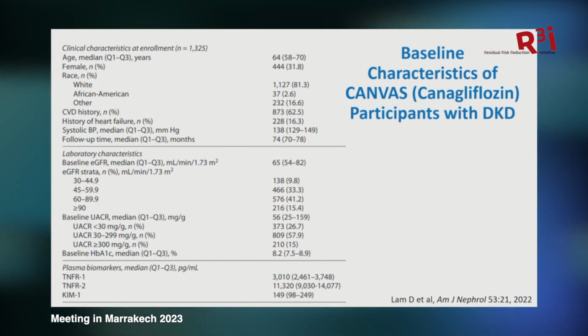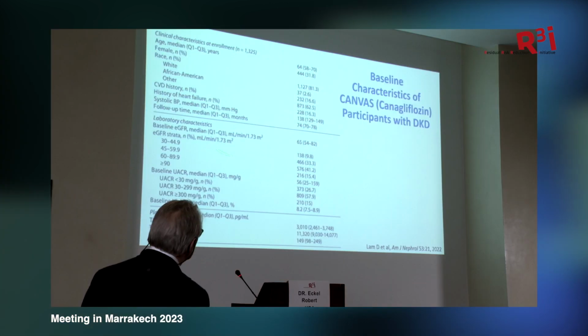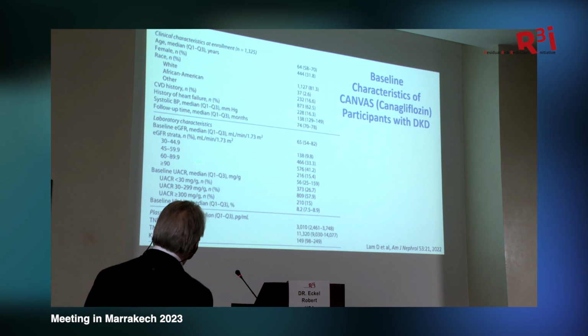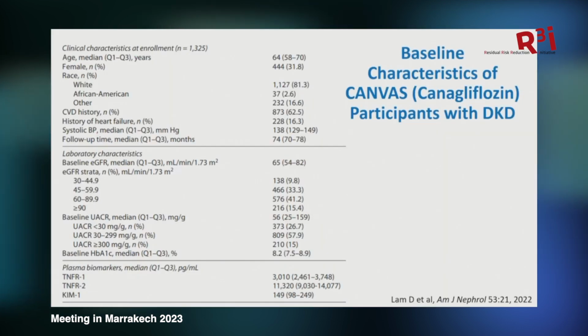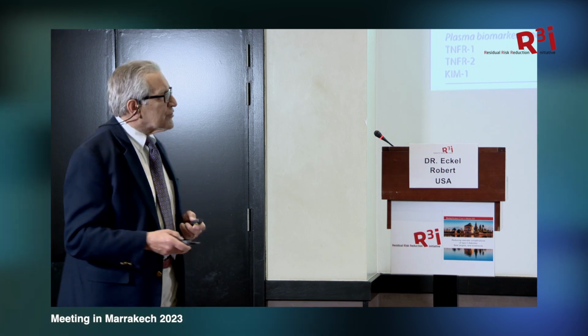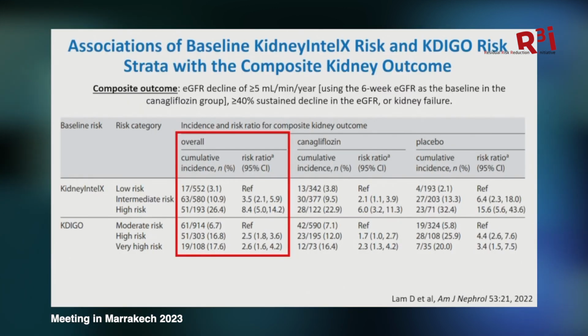And here are their levels of eGFR. 9.8% were between 30 and 45, 33% 45 to 60, 41% 60 to 90, and a few patients above 90. And here's their urinary albumin shown here. So I just wanted to give you the baseline characteristics of this CANVAS assessment of renal function.